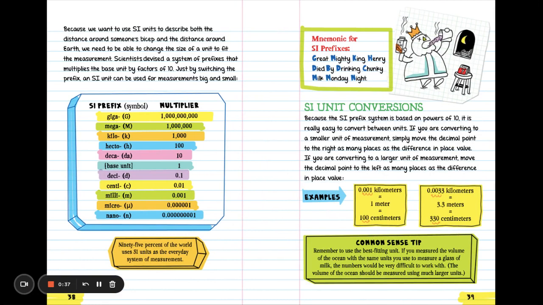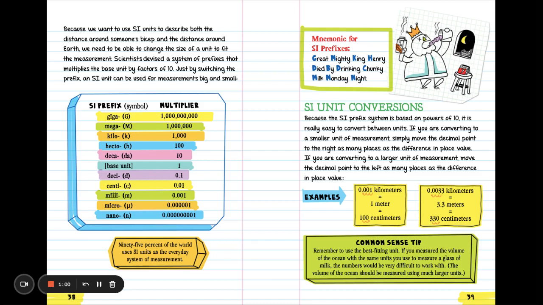Because we want to use SI units to describe both the distance around someone's bicep and the distance around Earth, we need to be able to change the size of a unit to fit the measurement. Scientists devised a system of prefixes that multiplies the base unit by factors of 10. Just by switching the prefix, an SI unit can be used for measurements big and small.